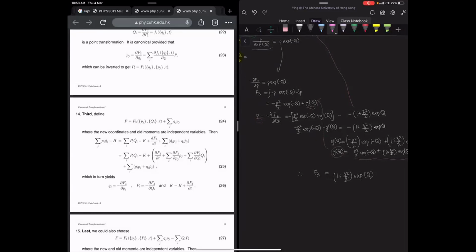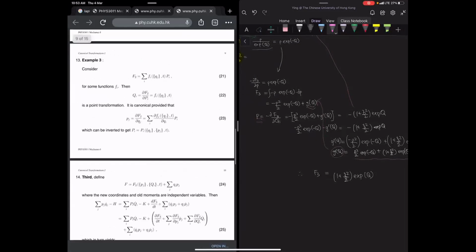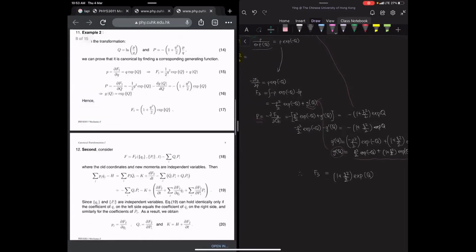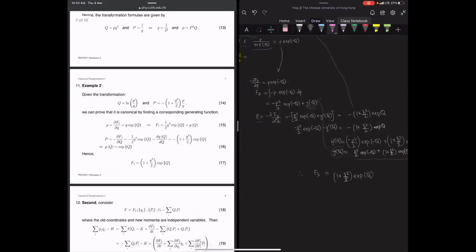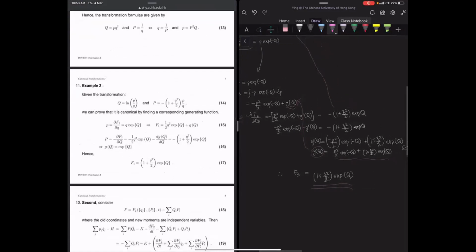then we can obtain the whole expression of F3. For the sake of checking if the answer is correct, we can refer back to the solution using another approach, and we can find that the exponential q times the factor of 1 plus q squared over 2 is actually the same. So this is the solution of this question.